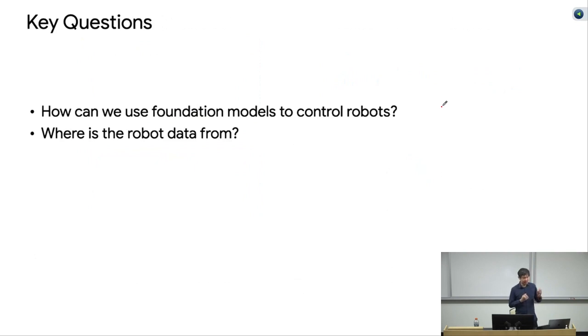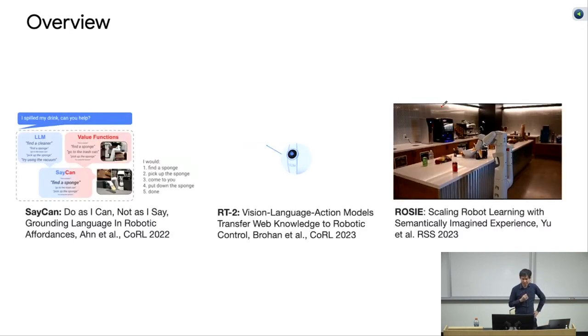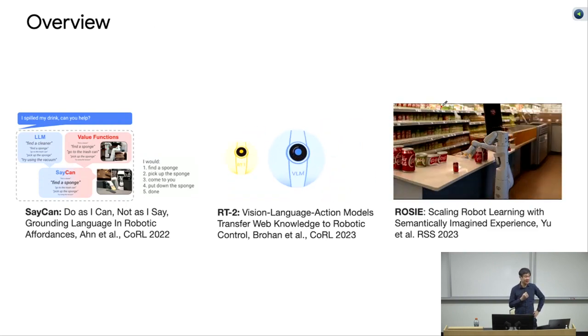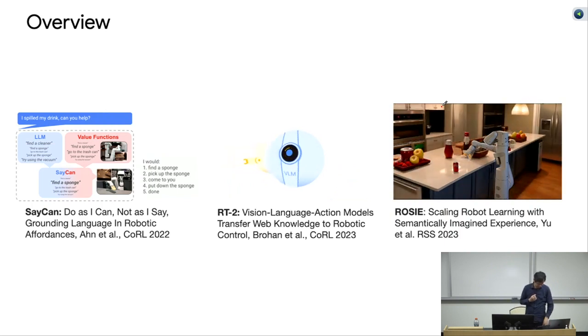To answer this question, I think there are two key questions we need to answer first. One is how can we use the existing foundation model to control robots? The foundation model outputs language. What robots need is motor torque. So there is a gap there. Second, we know that training foundation models needs a lot of data. Where does this robot data come from? So today I'm going to go through three of our recent works, SayCan, Robot Transformer 2, and ROSIE, to shed some light on the answers to these questions.